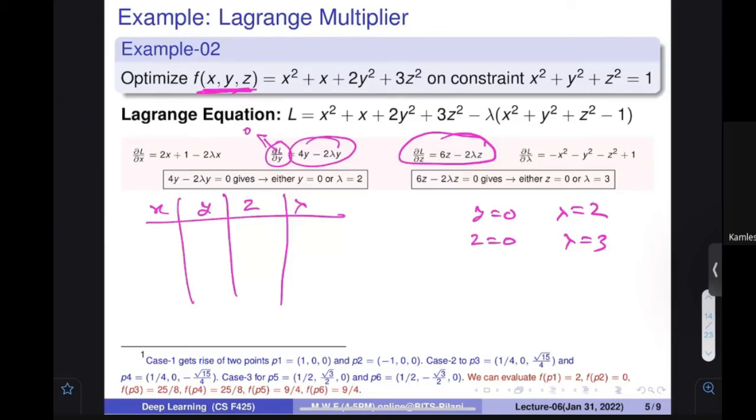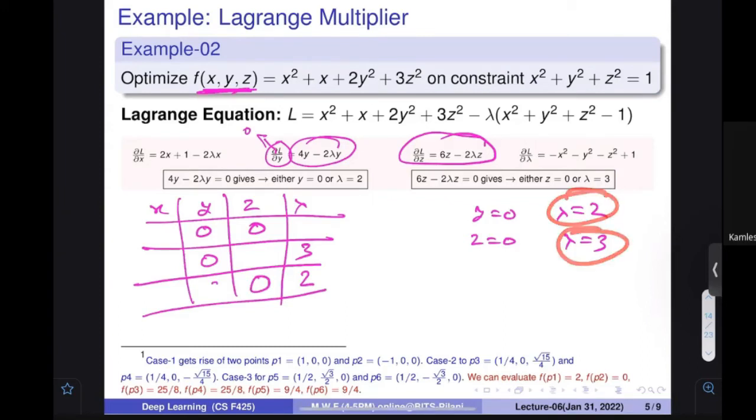So how can I find out the value? When y is equal to 0, I can take z is equal to 0. So y is equal to 0 and z is equal to 0. Another condition could be y is equal to 0 and lambda is equal to 3. Third condition could be lambda is equal to 2 and z is equal to 0. Another condition could be lambda is equal to 2 and lambda is equal to 3. So this is the absurd condition. One equation is telling 2 and the other is telling 3 simultaneously. They cannot be true. So these are the three conditions that I have.